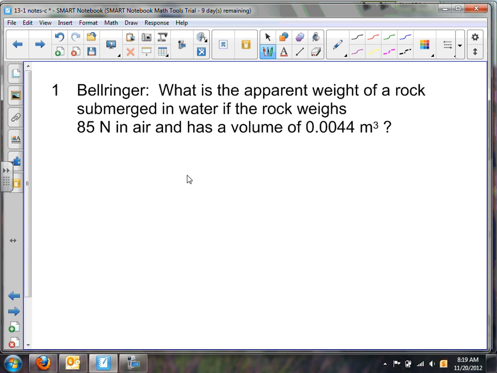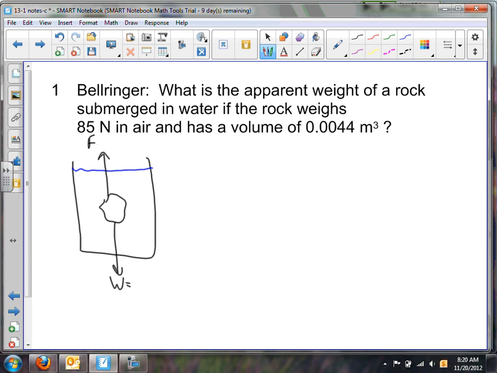So what is the apparent weight of a rock if it's submerged? Well, if you've got a rock submerged in water, here's my rock, the forces acting on that rock are the weight going down. We know if it's submerged, there's a buoyant force going up, and then the difference between those two would be the apparent weight. So what we are solving for is this force right here. That would be the upward force on a scale if you were sitting on one.